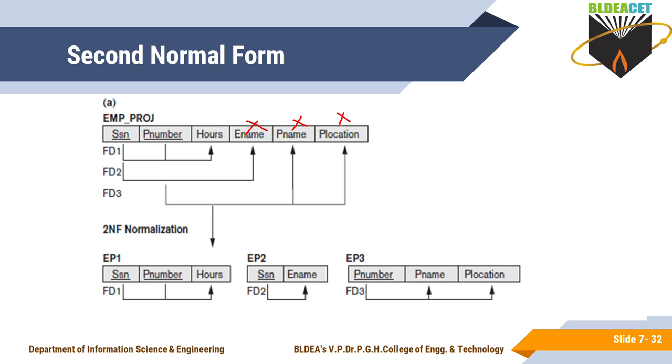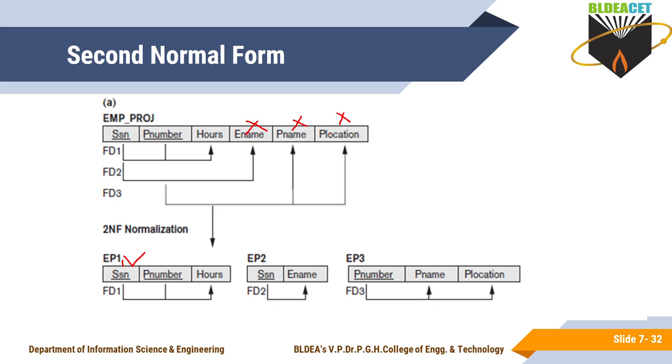Now if I want this relation in the second normal form, what procedure do I have to follow? I have to decompose this relation into multiple relations to get fully functional dependency. As I told, hours is fully functionally dependent on SSN and the P number. That's why I created one relation, EP1, with the functional dependency SSN, P number determines hours. And as I told earlier, e-name is fully functionally dependent on SSN only. If I remove the project number, it doesn't make any difference to the functional dependency. That's why I created the relation with SSN and e-name.